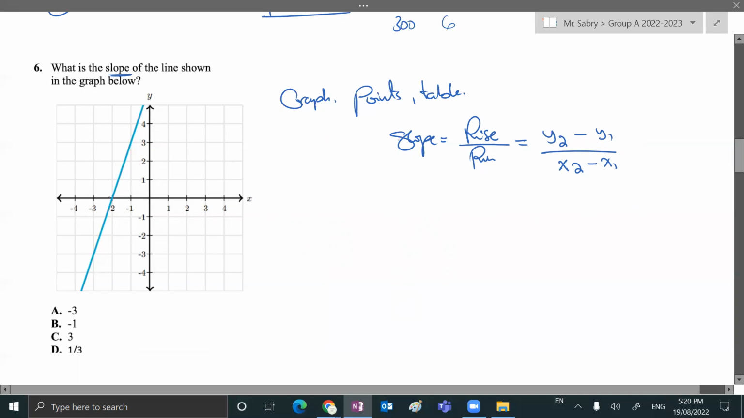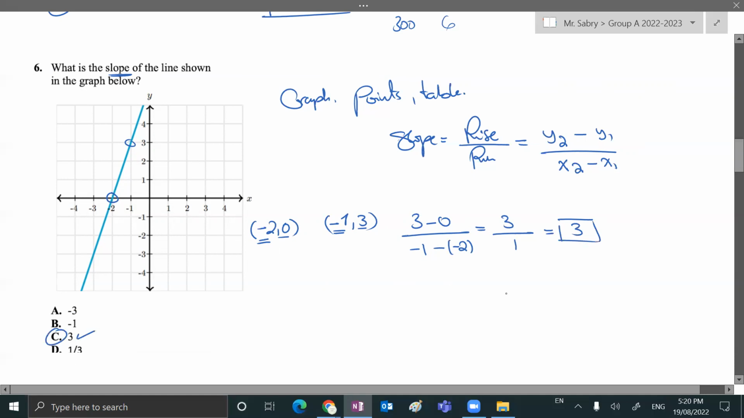You can either pick, let's say, this point here, which is -2 on the x, 0 on the y, along with this point here, which is -1 on the x and 3 on the y, and start calculating y2 minus y1, which is 3 minus 0, over x2, which is -1, minus x1, which is -2. Calculate that. That would get you 3 over -1 plus 2, which is 1. So the answer will be 3. And that's your answer right away, accurately.